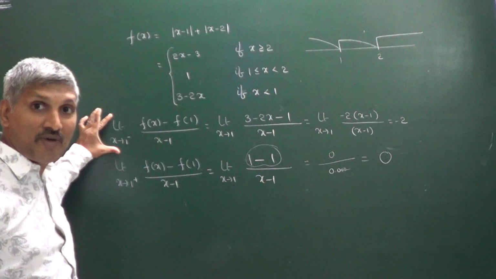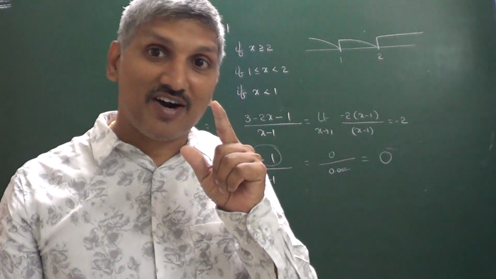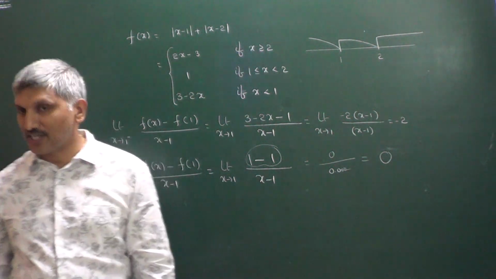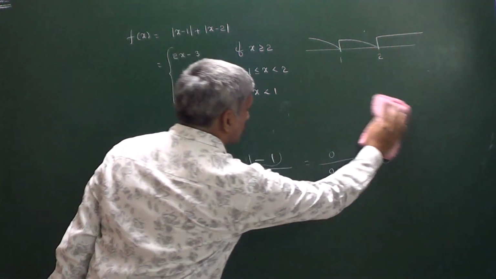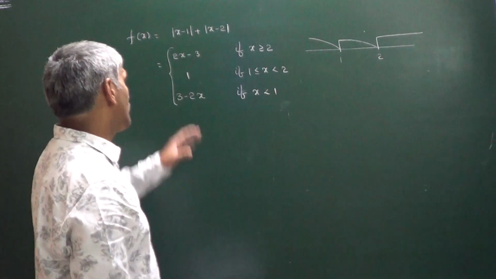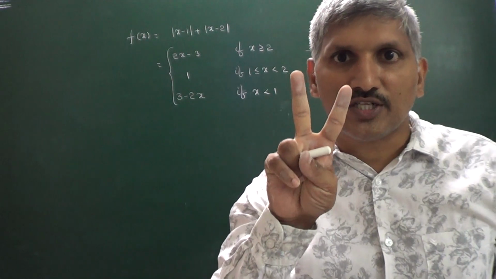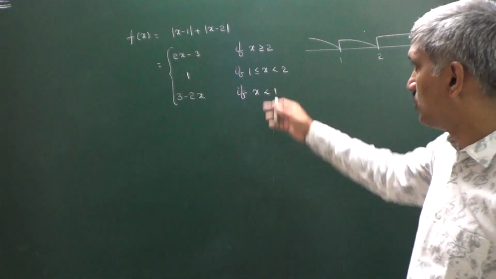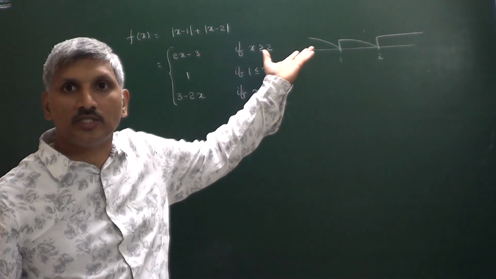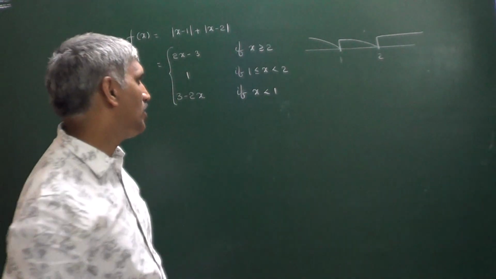Left hand derivative we got minus 2. Right hand derivative we got 0. Both are not equal. Therefore, the function is not differentiable at x equals 1. Similarly, we can check the function is not differentiable at x equals 2 also. So that is the way of proceeding with this particular question. We can say these types of functions are everywhere continuous but not differentiable at exactly 2 points. Those 2 points are 1 and 2.